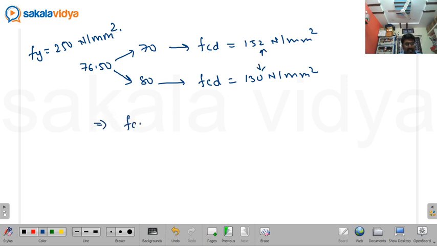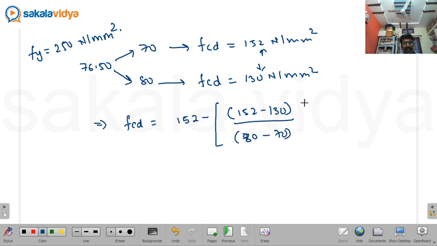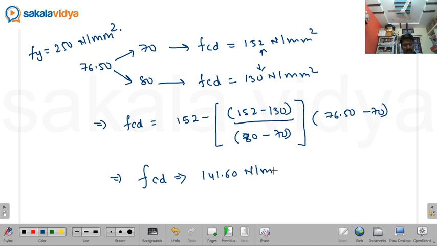So FCD is equal to 152 minus (152 minus 136) divided by the difference of the limits, 80 minus 70, multiplied with 76.50 minus 70. If we solve this, we get FCD as 141.60 Newton per mm square. So this is our design compressive stress.